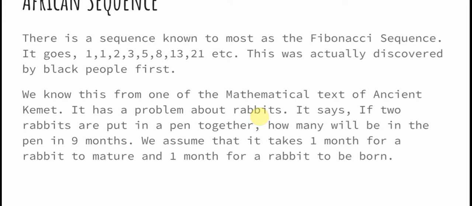Several of them have been discovered over the years, and one particular one has a problem about rabbits. And it says if two rabbits are put in a pen together, how many pairs will be in the pen after 9 months? And then we're assuming that it takes 1 month for the rabbit pair to mature and 1 month for the rabbit pair to be born.